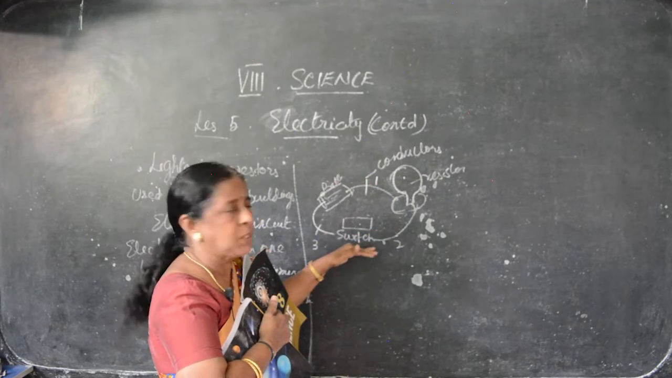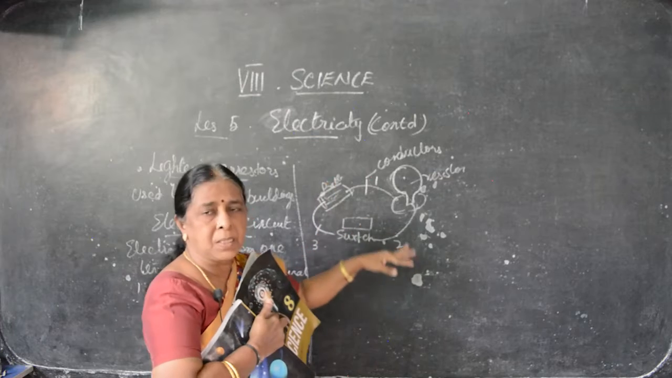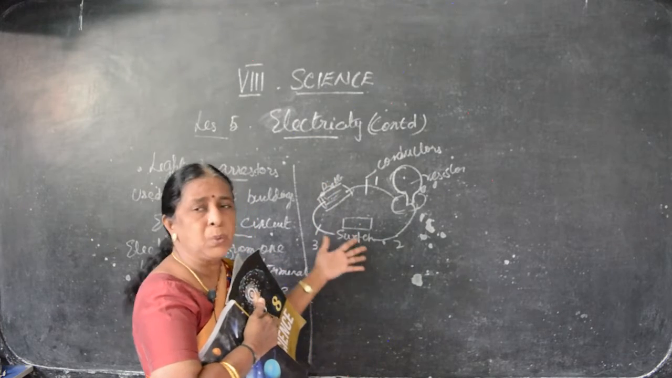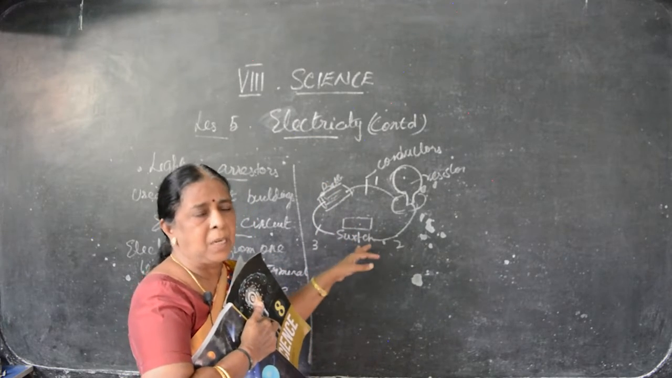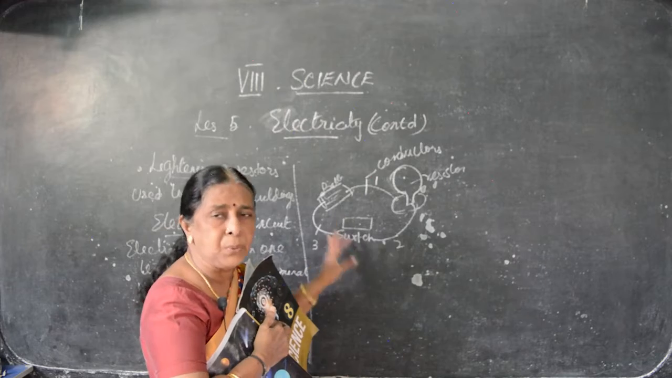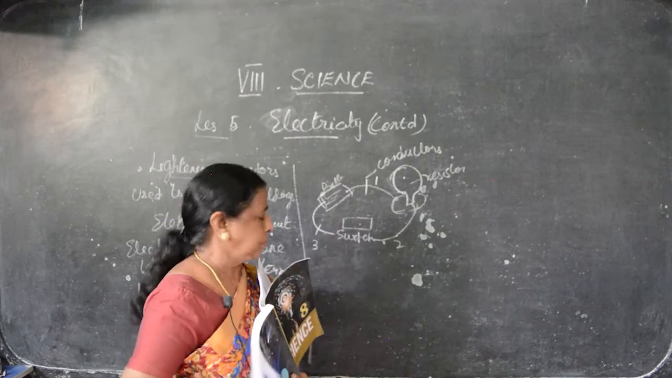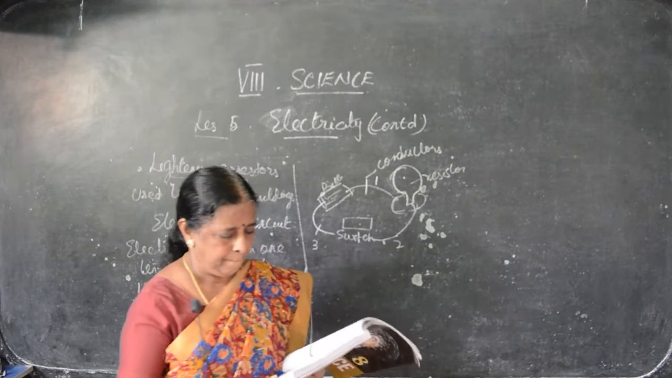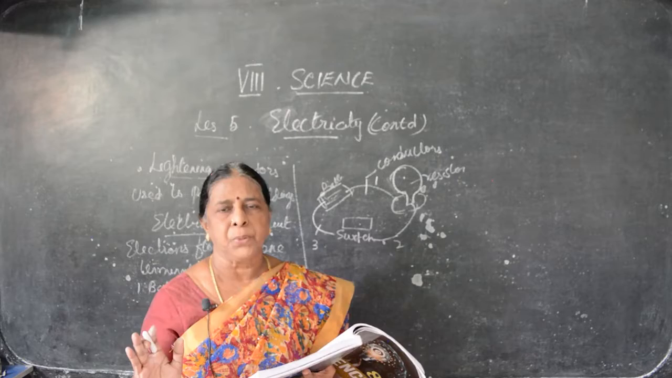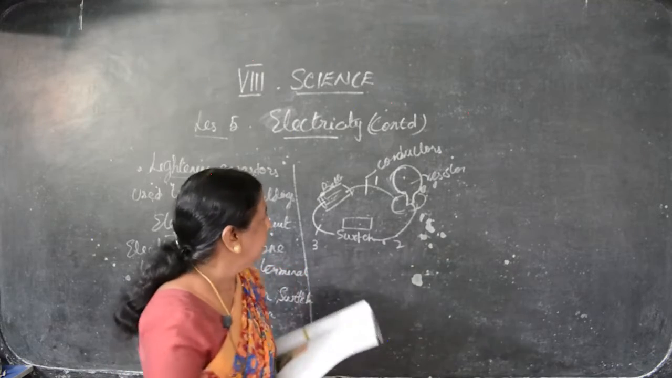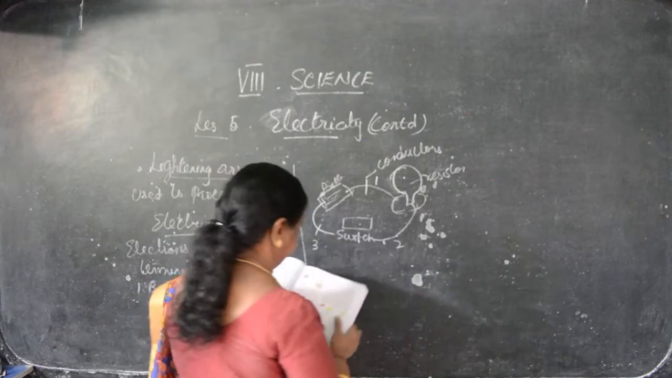Whenever again it's connected to the switch. All the things are connected by the wires. Whenever you don't want, you can switch off the electrical appliance, the circuit. Or else when you need, you have to switch on. Clear? This is a simple circuit. Only simple it is. This is the simple circuit.